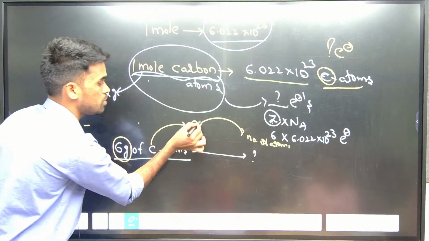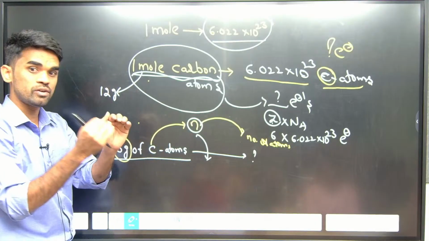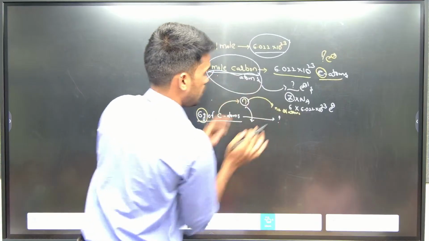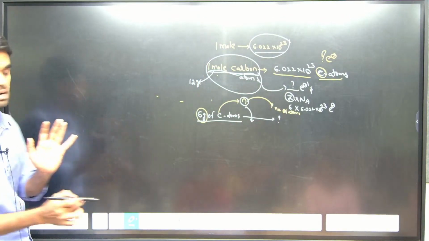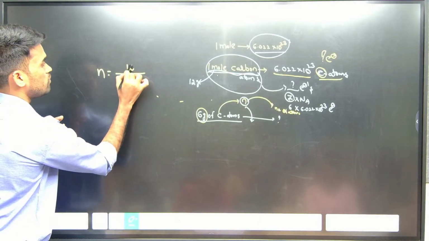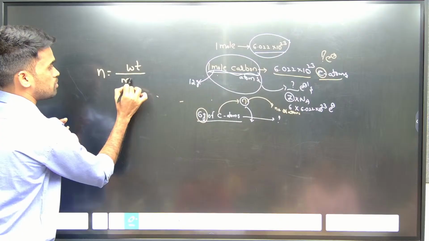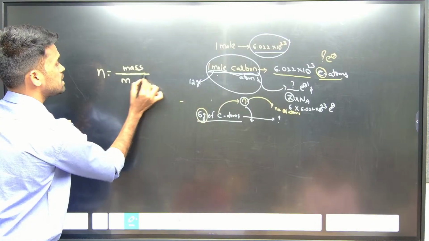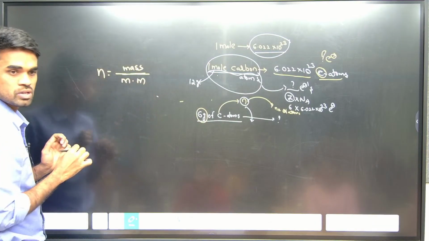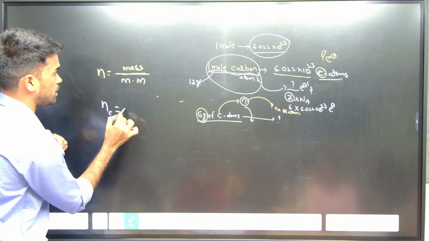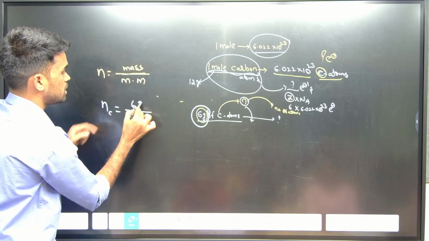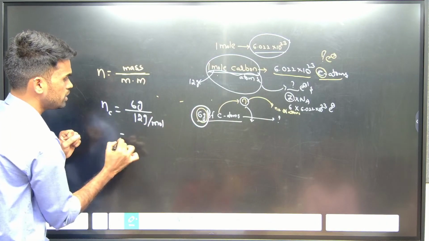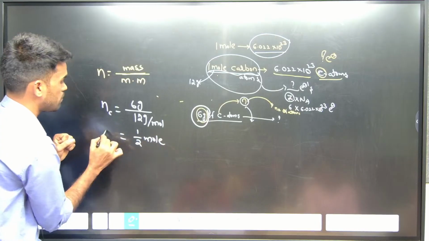6 grams means how many moles? Yesterday we derived some formulas, I think 2 or 3 formulas. Tell me, number of moles means given weight of that substance by its molar mass, or given mass by its molar mass. For carbon, the given mass is how much? 6 grams. And what is the molar mass of carbon? 12 gram per mole. So it is 1 by 2 mole. So we got our number of moles.